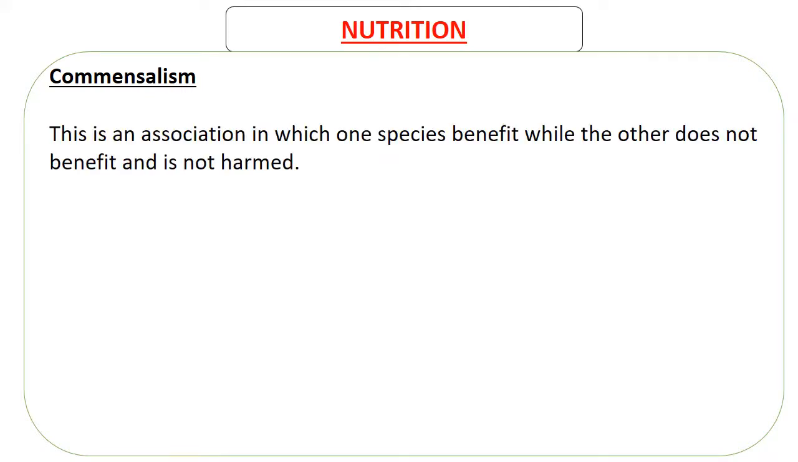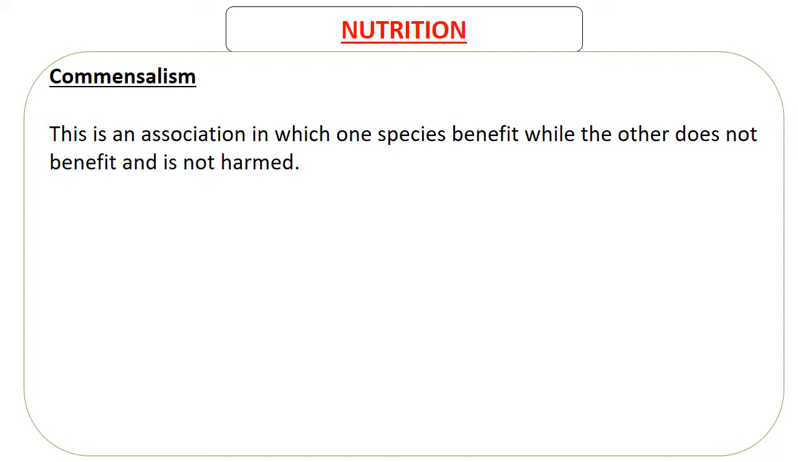So the other type of symbiosis is commensalism. What is commensalism? Commensalism is an association in which one species benefits while the other does not benefit and is not harmed. For example, the association between trees and birds. Birds find trees. They are both species. A tree is an organism. So a bird can find a home on a given tree, so it will be benefiting, while the tree in the process is not harmed, and maybe it's not even benefiting.